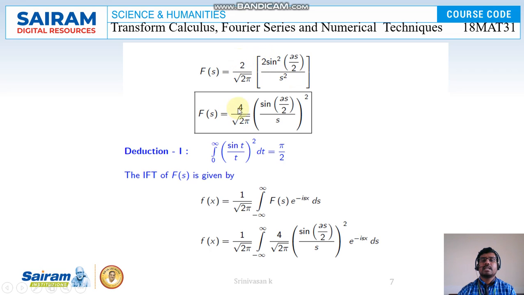Taking 2 outside, we get 4 divided by root 2 pi, and sin square theta divided by s square, that is sin theta divided by s the whole square. Okay, this is our required F of s.